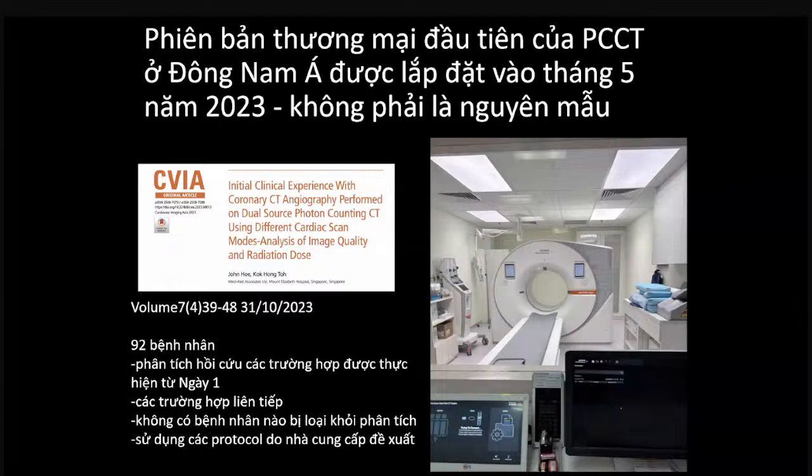Now I want to talk about our experience with using the first commercial version of a photon counting CT in Southeast Asia, which we installed in our hospital in May 2023. This was a commercial model and not a prototype, and we published our results of the first 92 patients that we scanned on this scanner.